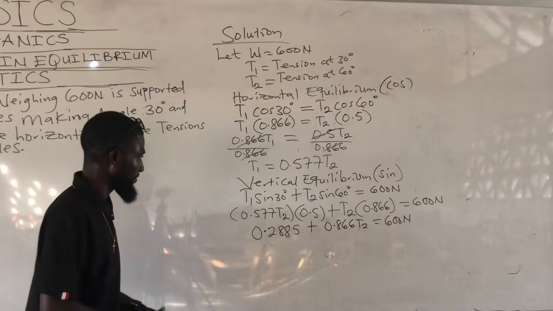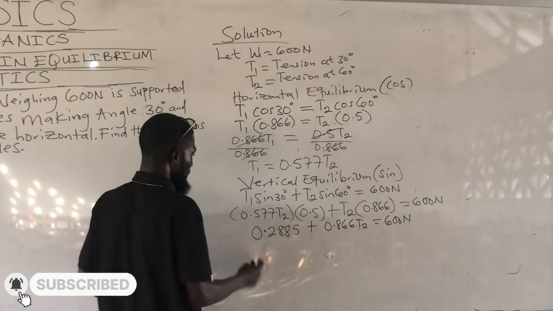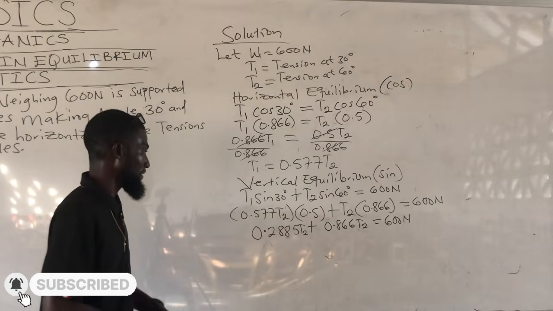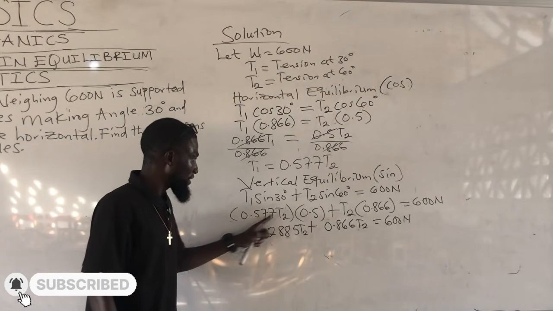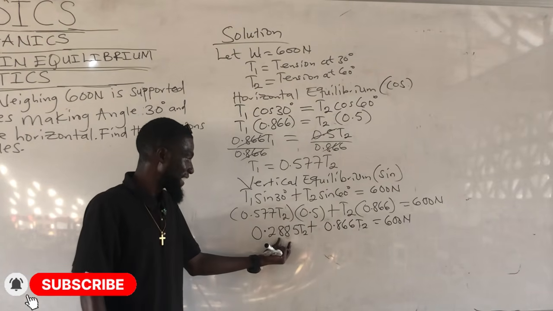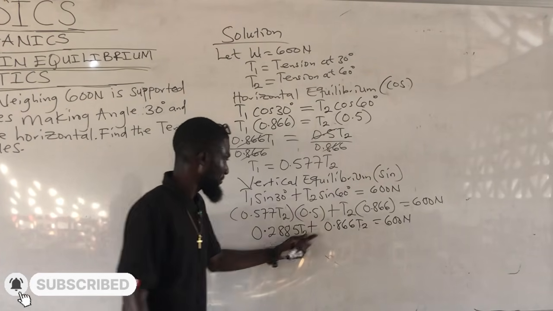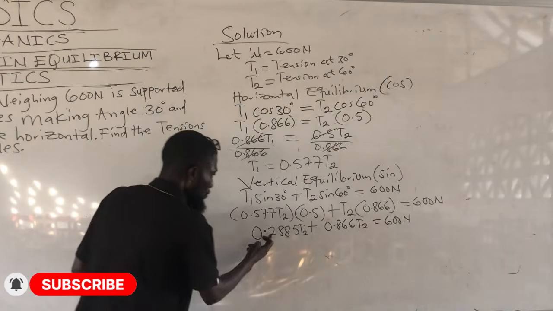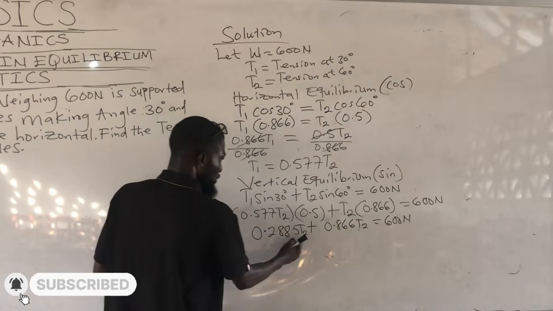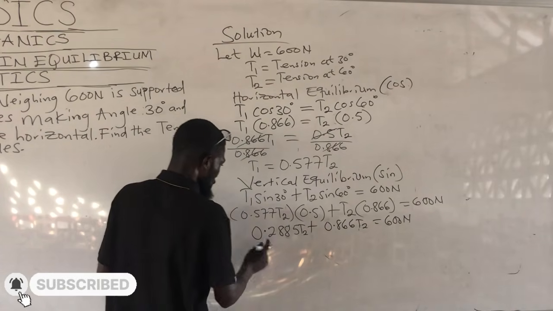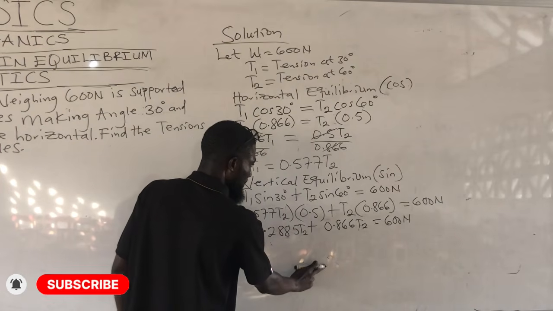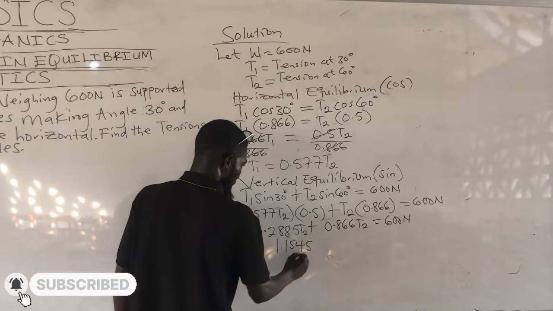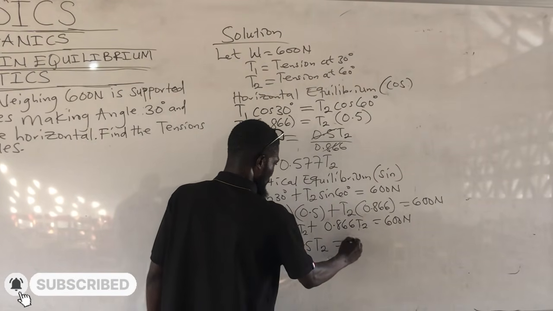So on this note, we will add this together. We have 0.2885 T2 plus 0.866 T2 equals 600 Newton. Remember, T2 and T2 are the same, so we take 1. So 0.2885 T2 plus 0.866 T2, what do we have? We have 1.1545 T2 will just be equal to 600 Newton.